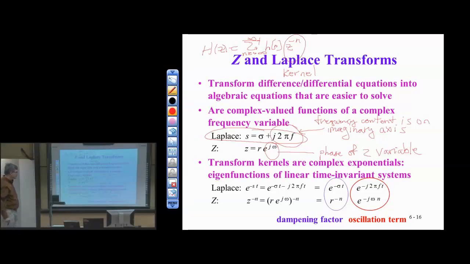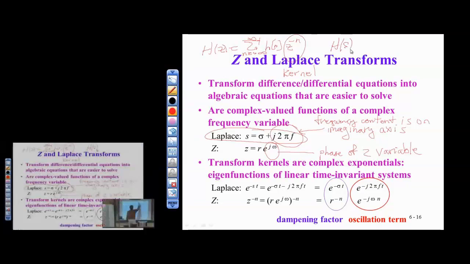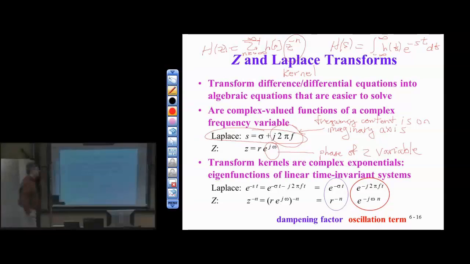The Laplace case is very similar. The kernel, right, so we integrate against this complex exponential e to the minus st, and we integrate over all t, the product. Okay, but again, the kernel is here.